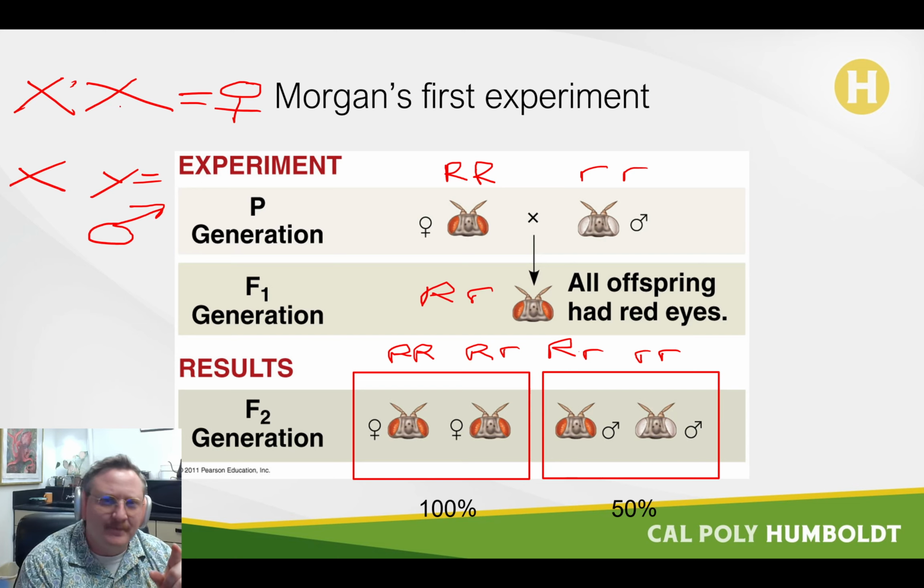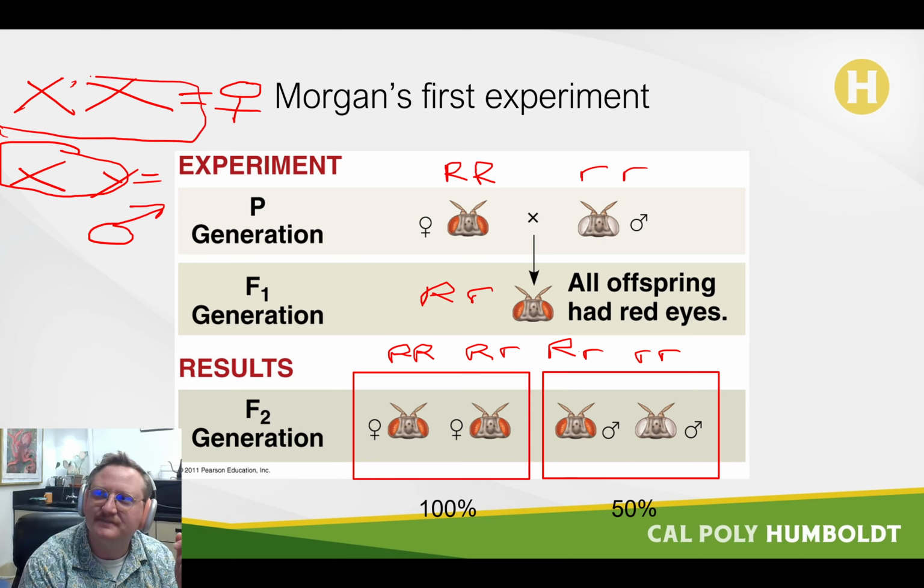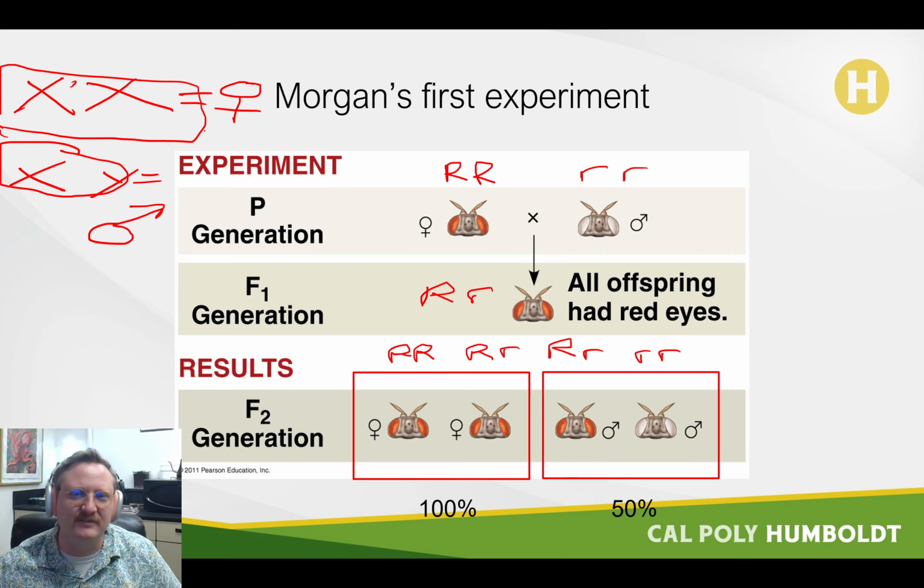Now here's the thing. The eye color gene is on the X chromosome. So male flies, they only have one copy of that gene. Okay? Female flies have two copies of that gene. All right? So we're going to look at that in more detail as we keep moving forward.